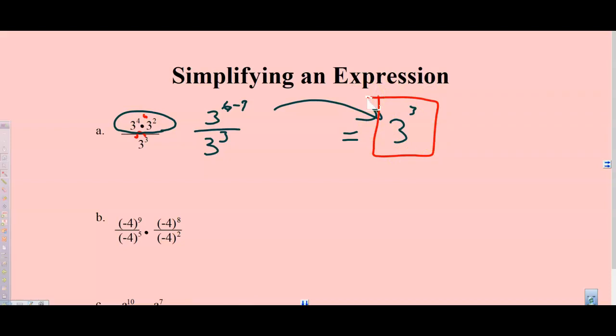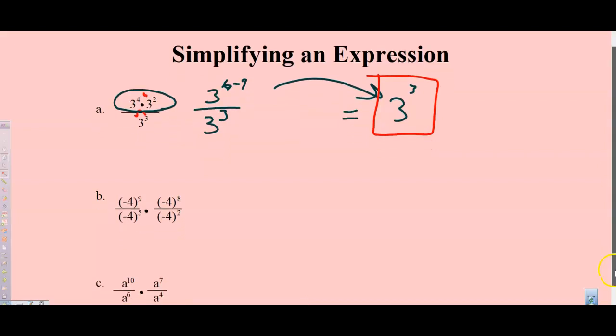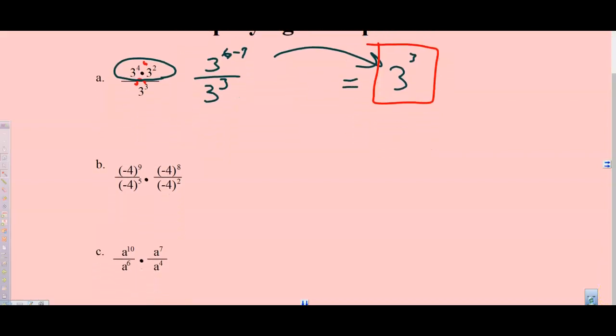Same thing's going on with B. Okay, we can use the expanded form, or we can use the product of powers and then the quotient of powers property. Now, does it really matter which one we use first? And the answer is no. It doesn't matter if you want to use the product of powers property or the quotient of powers property first. It doesn't matter because that is all that we are doing here.